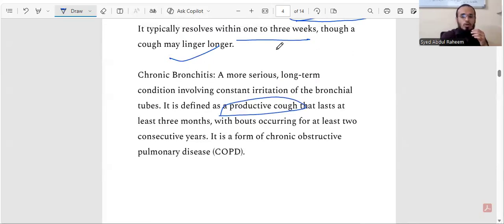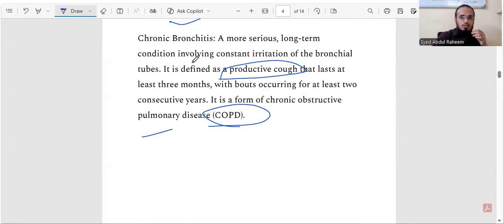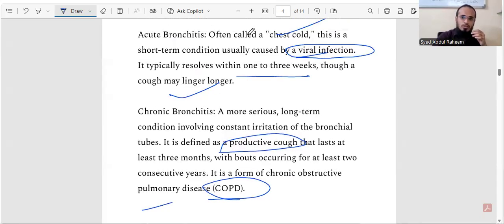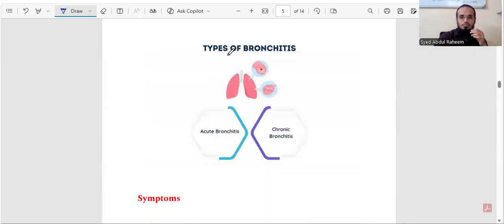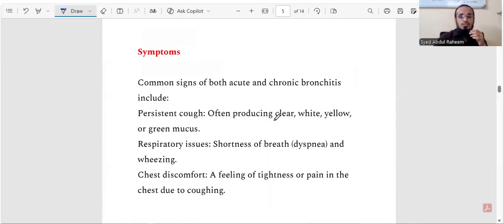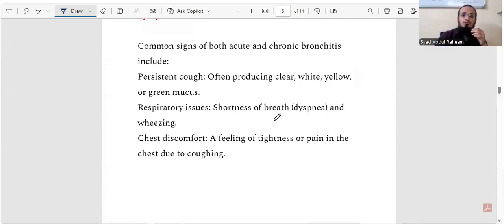In chronic bronchitis, there are different reasons. It may be COPD, chronic obstructive pulmonary disease, mostly in smokers. We are not talking about chronic bronchitis; we're talking about acute bronchitis itself. There are two types of bronchitis: acute and chronic. What are the symptoms? First is cough. Bronchitis also occurs in TB, because TB is also a bacterial infection.